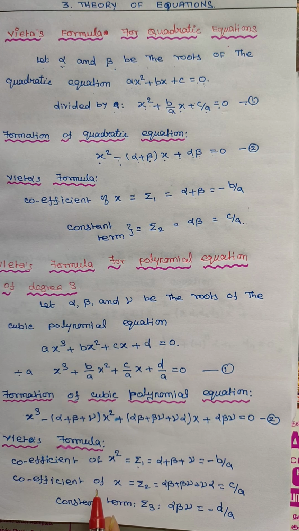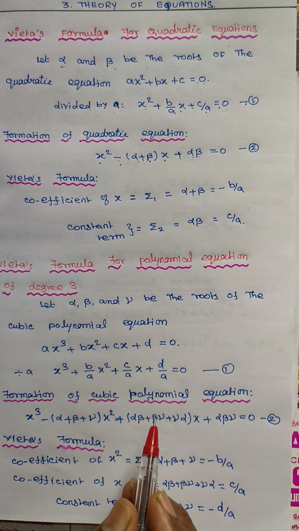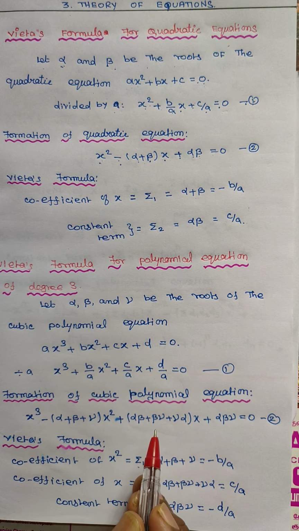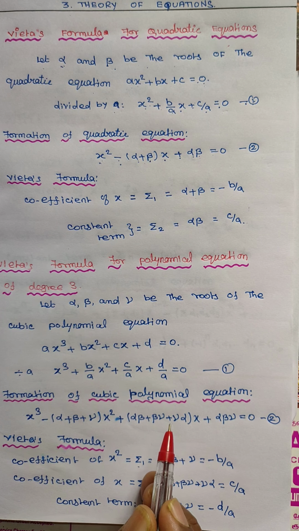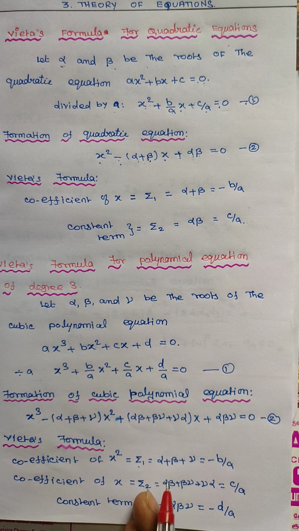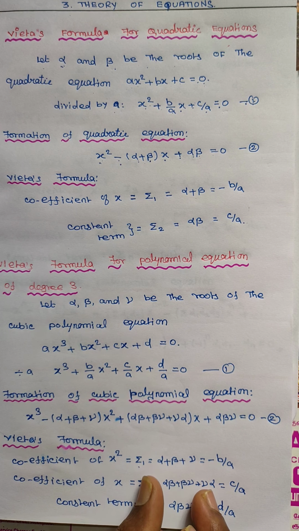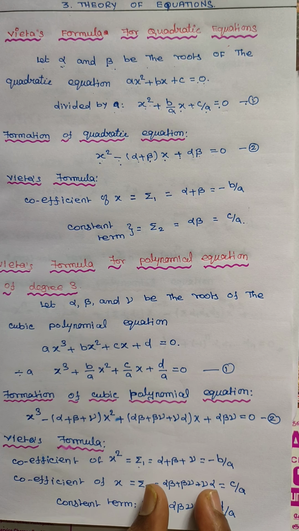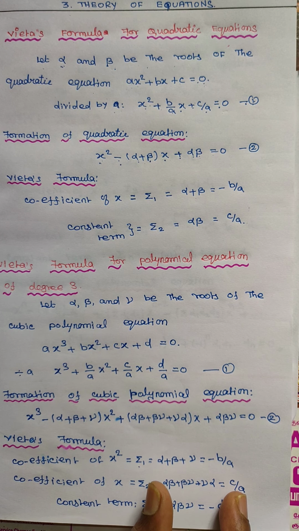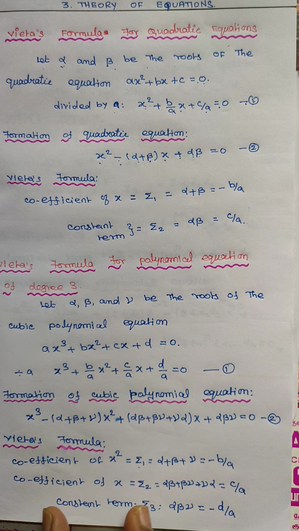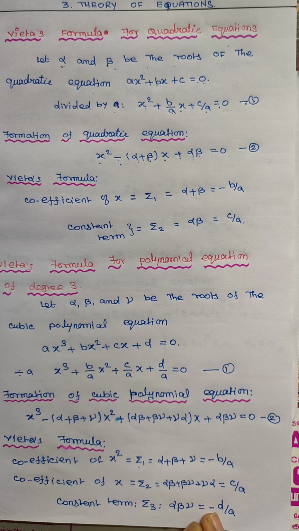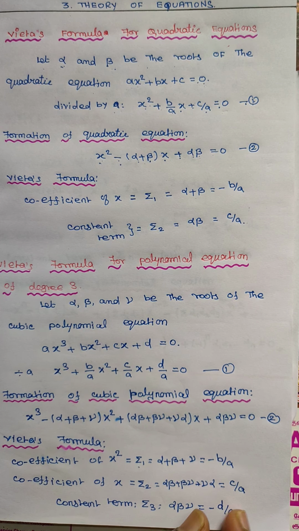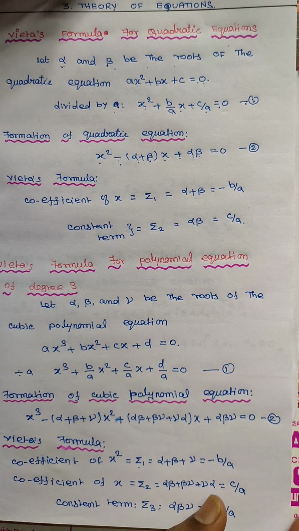Next, the coefficient of x. Here it is c by a, and here it is alpha beta plus beta gamma plus gamma alpha into x. So alpha beta plus beta gamma plus gamma alpha is equal to c by a. This is the coefficient of x. Next, the constant term: alpha beta gamma equal to minus d by a. This is the product of all the roots, equal to minus d by a. So this is Vieta's formula for cubic equation.